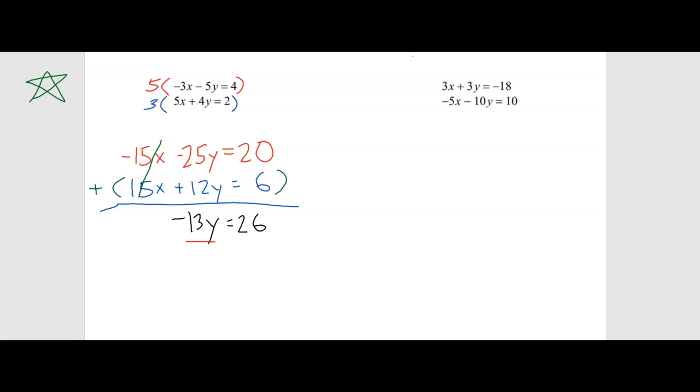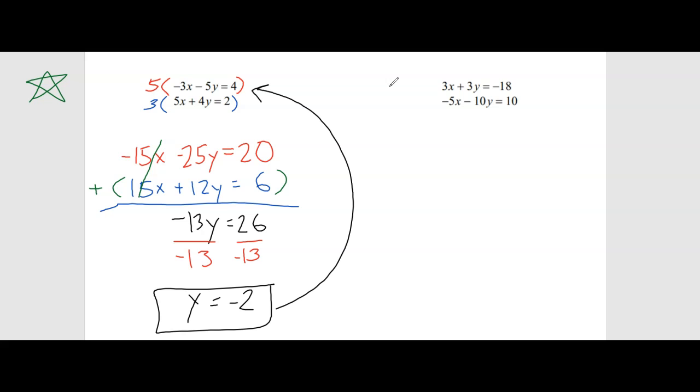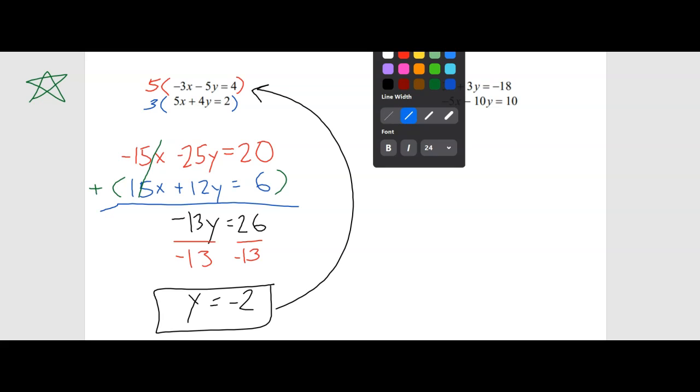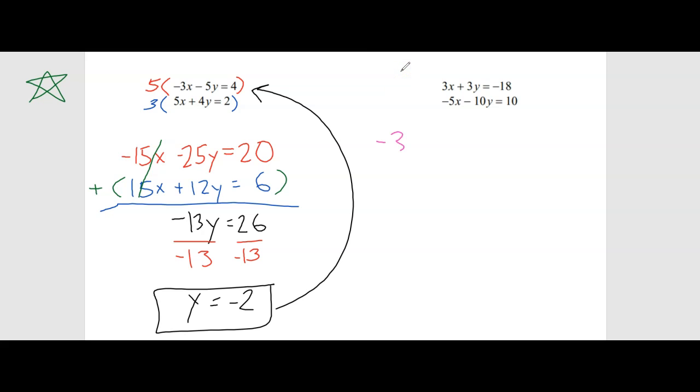And we'll divide by negative 13 to find that y is equal to negative 2. Again, once we multiply both equations by a constant, everything else was the same as what we've been doing. I'll pick the first equation to figure out x. So negative 3x minus 5y is equal to 4. I know that y is equal to negative 2.